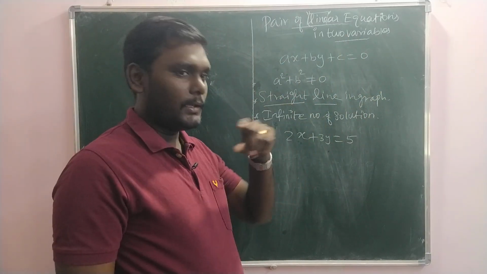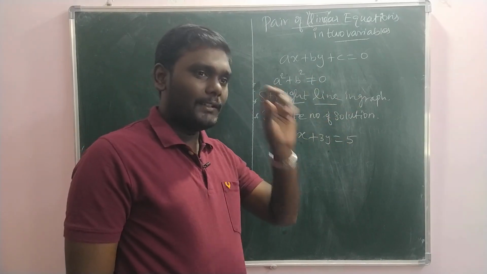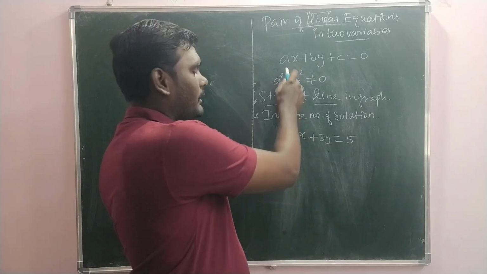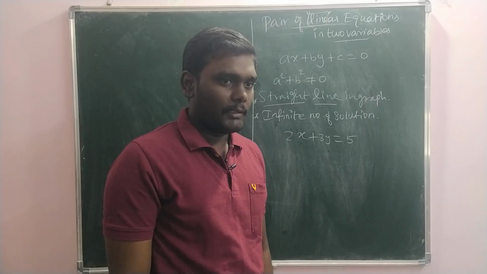And this part is really important: a² + b² ≠ 0. Why? Because they are not 0 at the same time. This would happen only if both are 0. Is it or not? That is why this one.